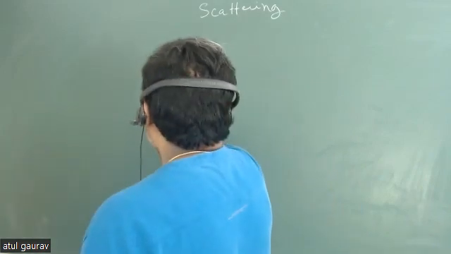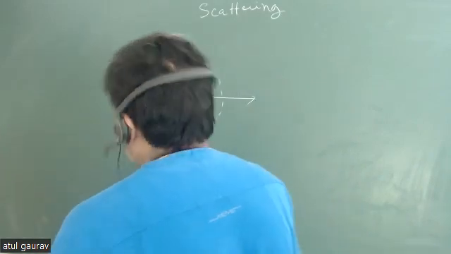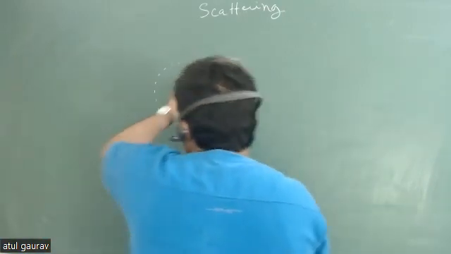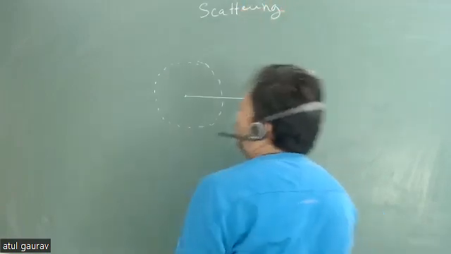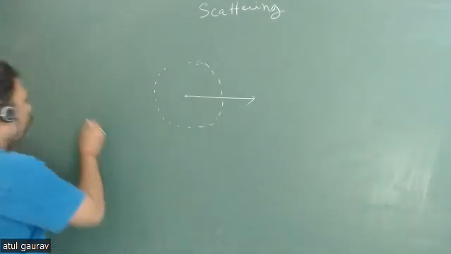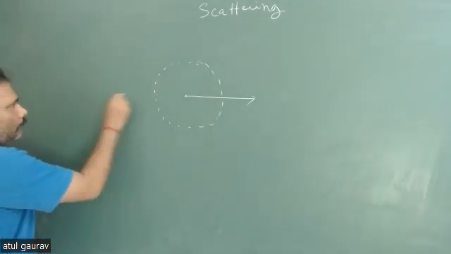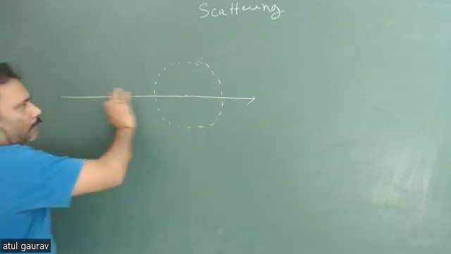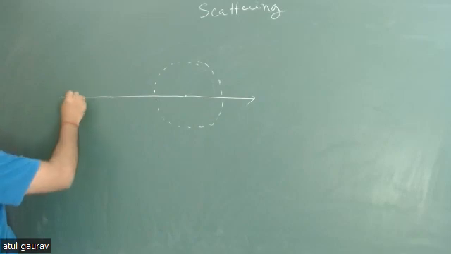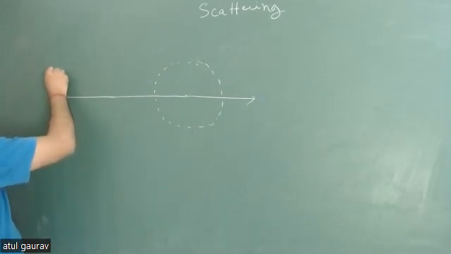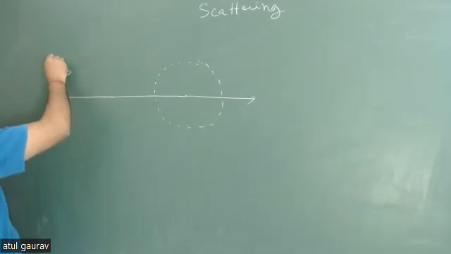So we have an axis. Let's say this axis is the incident axis. My particle is coming from here, it will interact with this potential and it will be scattered. So this is the whole idea. So this is my axis, and suppose at infinity my particle is free, so it has some energy. Let's say its energy is E.